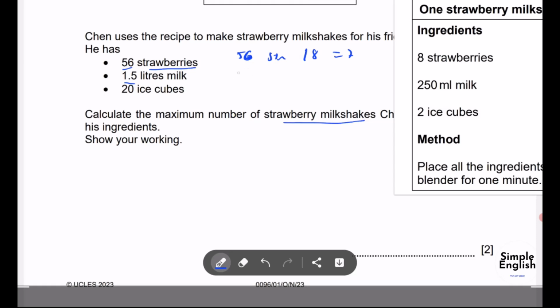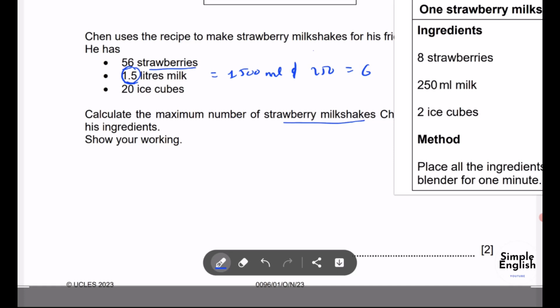Now for the milk: 250 milliliters times 7 equals 1,750 milliliters. That's more than the 1.5 liters, right? So we have to use the 1.5 liters of milk. 1.5 liters of milk is equal to 1500 milliliters. Divided by 250, he can make 6, right?